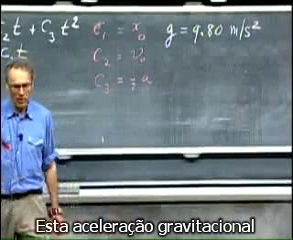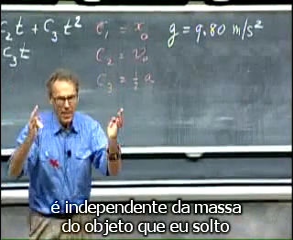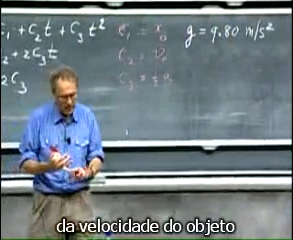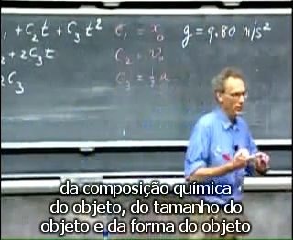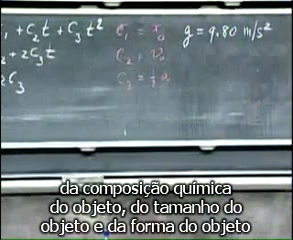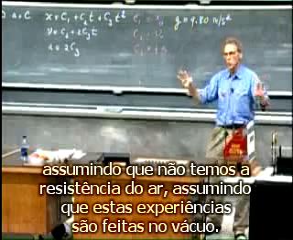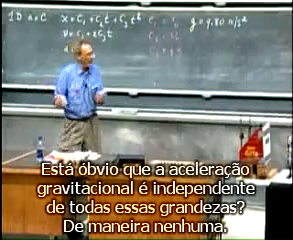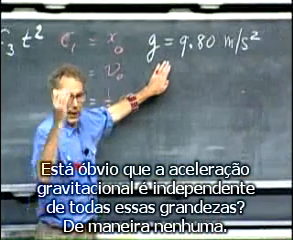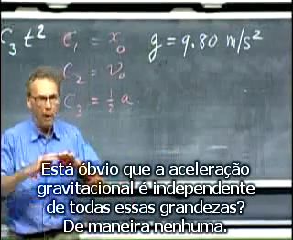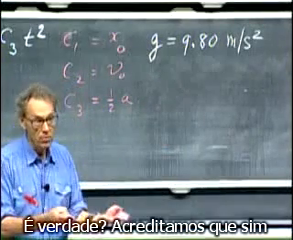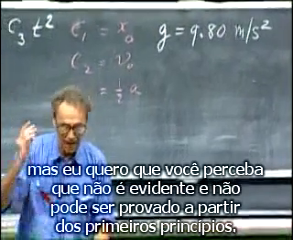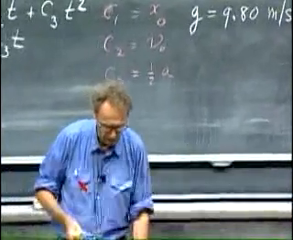This gravitational acceleration is independent of the mass of the object that I drop, of the speed of the object, of the chemical composition of the object, of the size of the object, and of the shape of the object, assuming that we have no air drag, assuming that these experiments are done in vacuum. Is it obvious that the gravitational acceleration is independent of all these quantities? By no means. Is it true? We think so. But I want you to appreciate that it is not obvious and it cannot be proven from first principle.